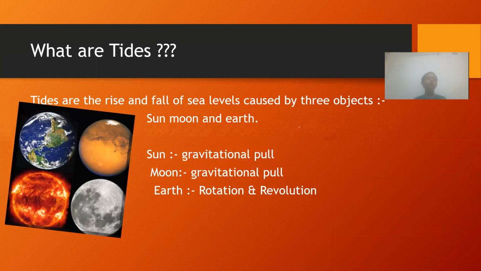What are tides? Tides are the rise and fall of sea levels caused by three objects: the sun, moon and earth. The sun takes part in this tide action because the sun's gravitational pull helps in making tides greater and smaller. Same with the moon. The moon's gravitational pull also helps tides become small and big, and so do the Earth's rotation and revolution. I'll tell you why Earth's rotation and revolution take part in tides in the following slides.